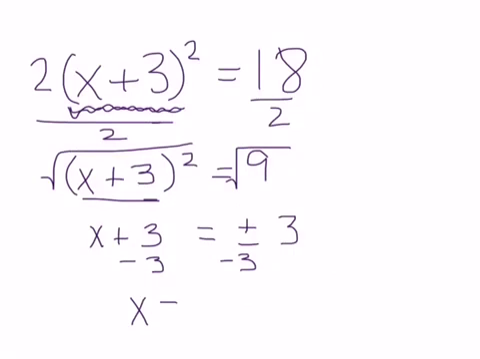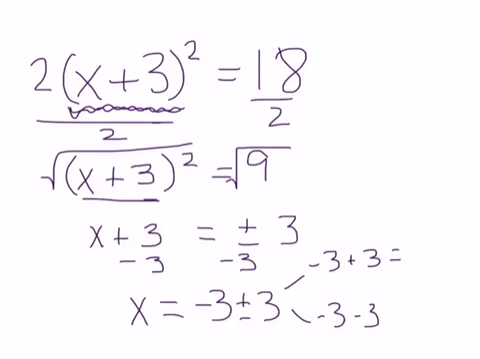This is where it gets tricky, and I see a lot of people make mistakes. This negative 3 here is negative 3 plus or minus 3. Now technically this is already two answers, but we can simplify. We can say that's the same thing as negative 3 plus 3 and negative 3 minus 3. Negative 3 plus 3 is going to give us 0. Negative 3 minus 3 is going to give us negative 6. So our answer here, negative 6 and 0. Notice we have two answers.